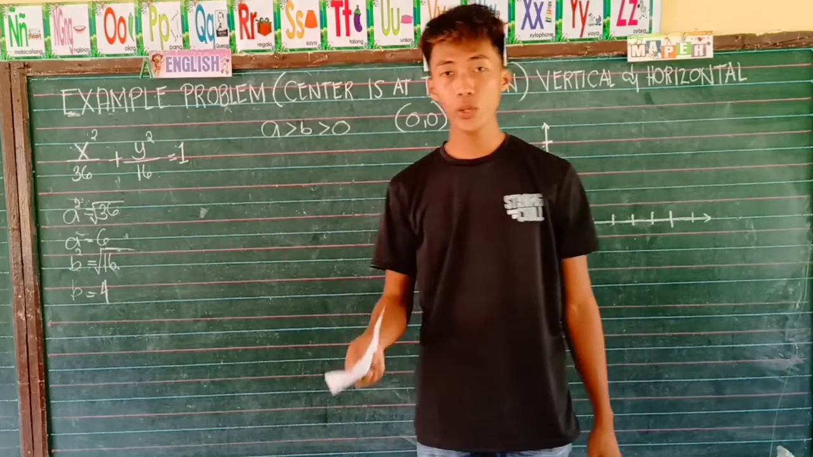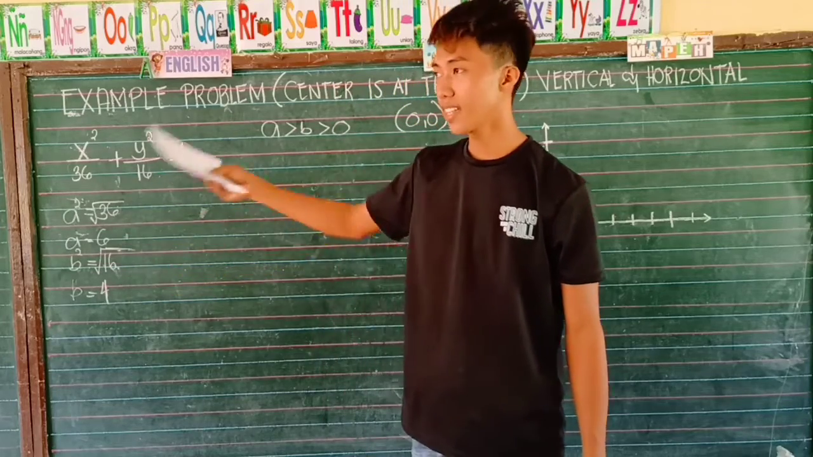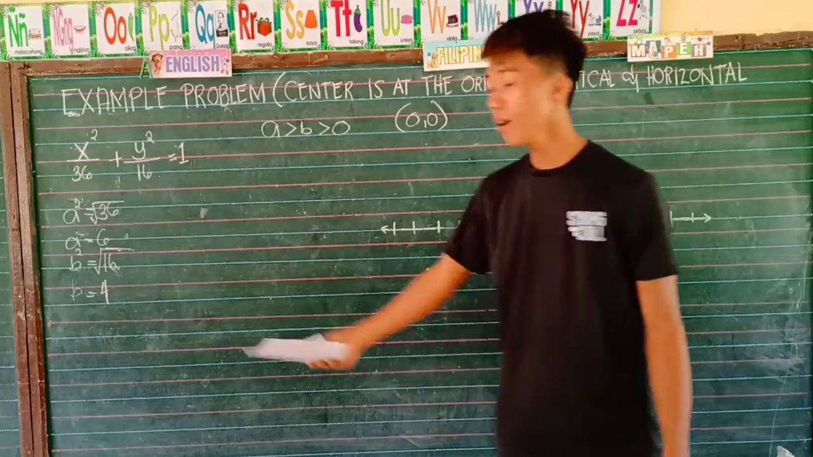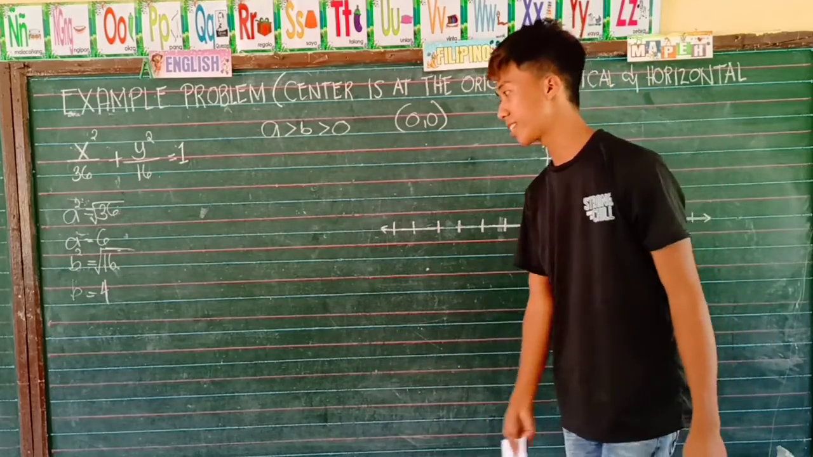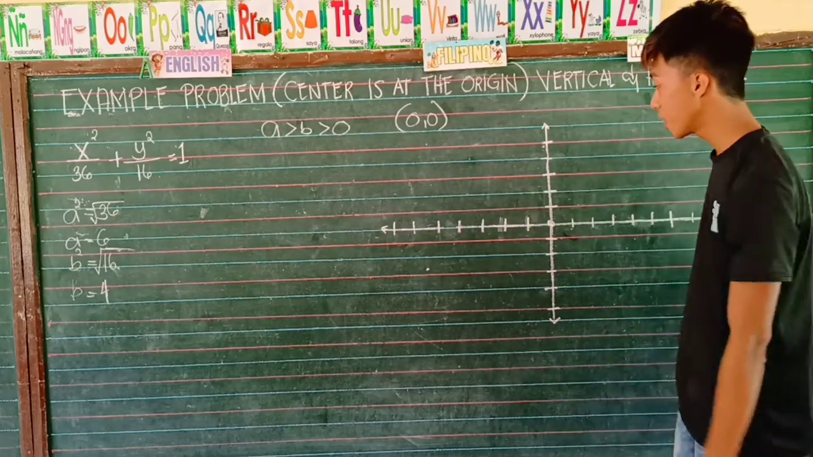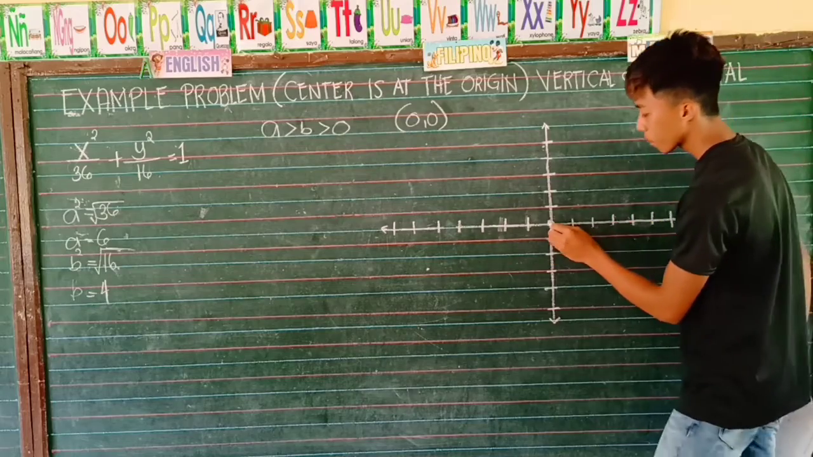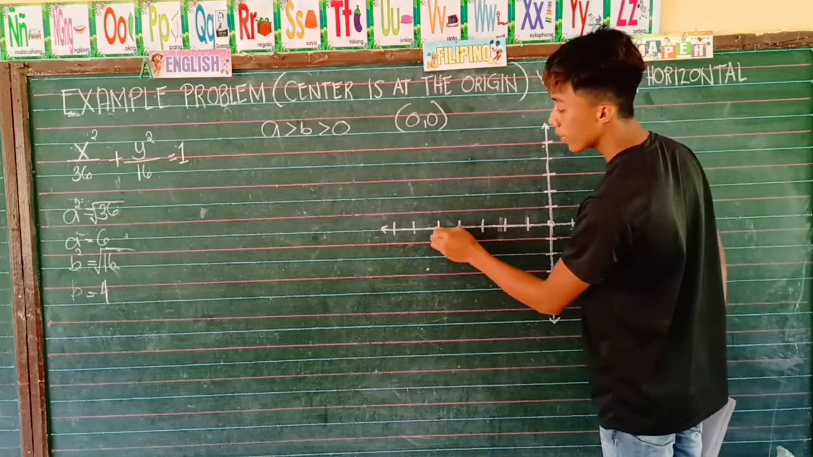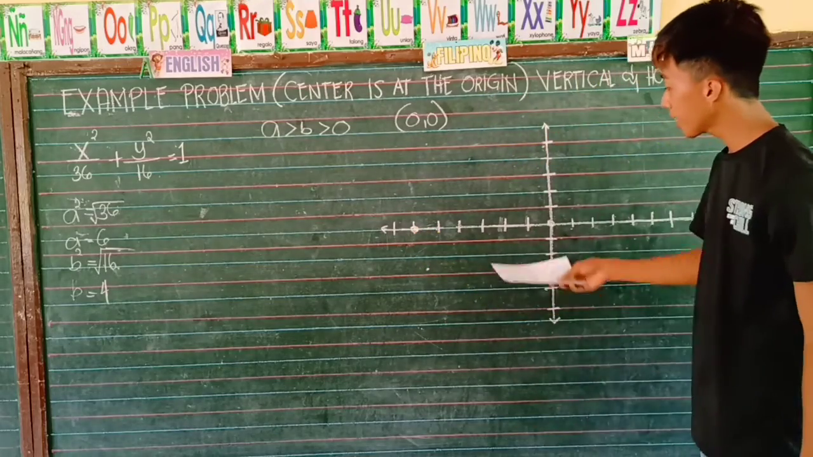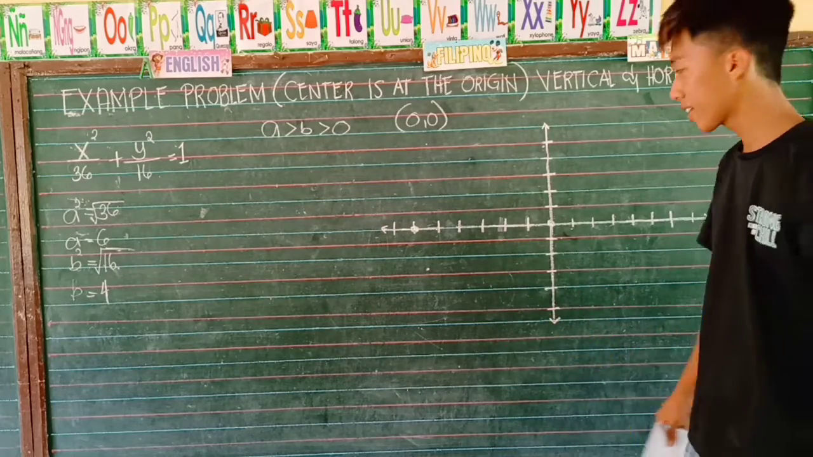And let me remind you again that the value of a represents our vertices, and the value of b represents our co-vertices. So since our vertex, or a, is 6, we'll plot that in our Cartesian plane, or in our graph. Let's count 1, 2, 3, 4, 5, and 6. It is plotted on the x-axis since our graph has a horizontal axis.